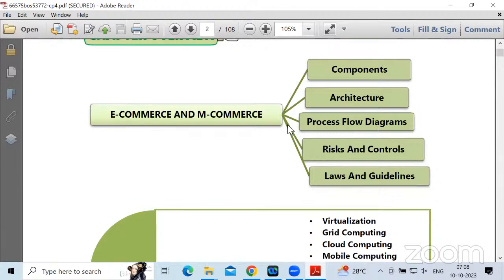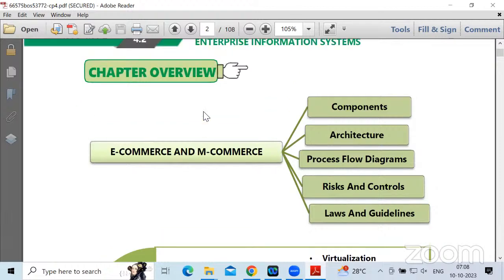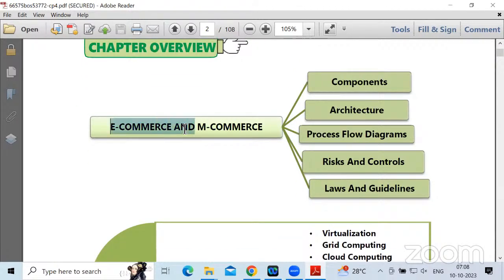Chapter 4 is e-commerce and m-commerce, electronic commerce. It is very simple and self-explanatory. You'll be able to read it quickly and understand it quickly. You would be well aware of those concepts, so there's no big deal. In this, you just have to concentrate on the benefits as well as the drawbacks of e-commerce or m-commerce.